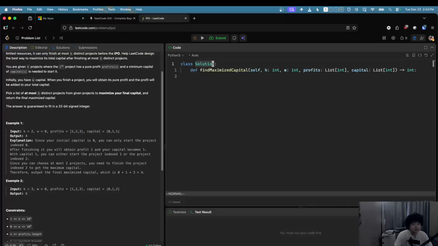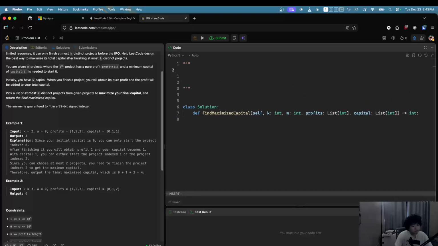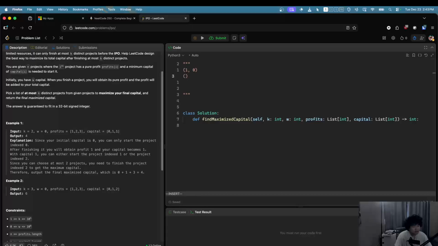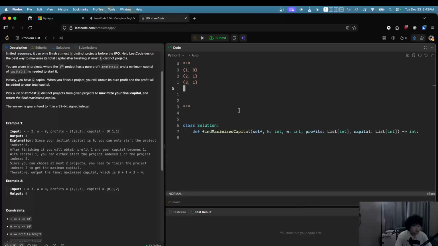I see a min heap solution. Obviously this is the topic of heaps, so it makes sense. Let's make them into pairs. So profit of 1, you need to have at least capital of 0. If you want profit 2, you need to have at least capital 1. And profit 3, you need to have capital 1. So I think sorting them by capital makes sense, because it's not even worth looking at those that we can't afford. Like when we're at capital 0, we couldn't even look at these two, right? With capital 1, you can start either the project at index 1 or index 2. Since you can choose at most 2 projects, you need to finish the project at index 2 to get the maximum capital.